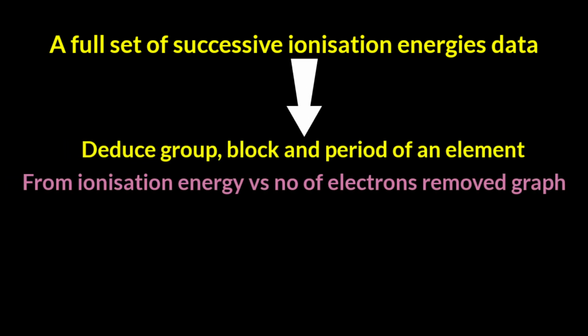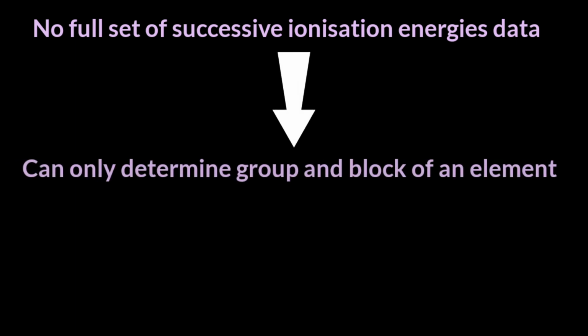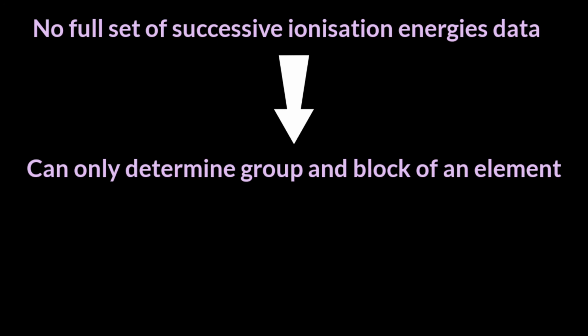If we are given a full set of successive ionization energy data of an element, then we can deduce the group, period, and block of the element in the periodic table. But sometimes we are not given the full set of data. If we are not given the full set of successive ionization energies of an element, we can still do some deductions. We can still determine the number of valence electrons, write the valence electronic configuration, and determine the group and also the block of the element.